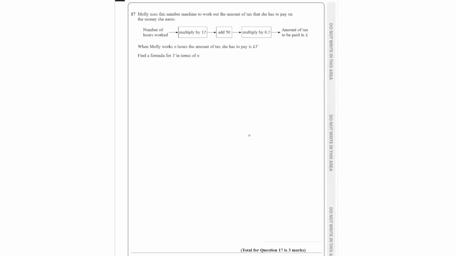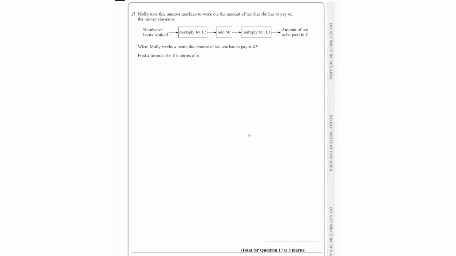Molly uses this number machine to work out the amount of tax that she has to pay on the money she earns. The number of hours worked, multiplied by 12, add 50, multiplied by 0.2, gives the amount of tax to be paid in pounds. When Molly works n hours, she has to pay T tax. Find the formula for T in terms of n.